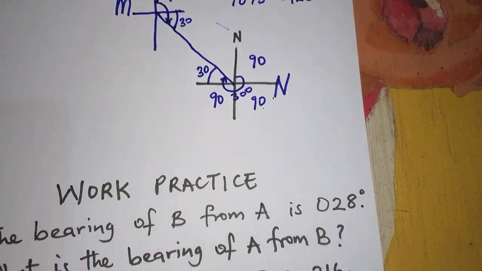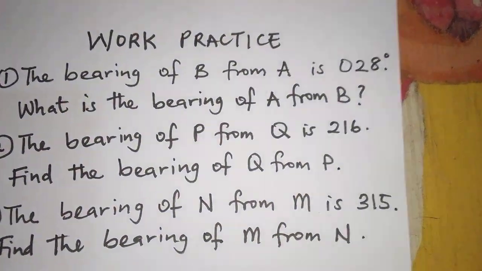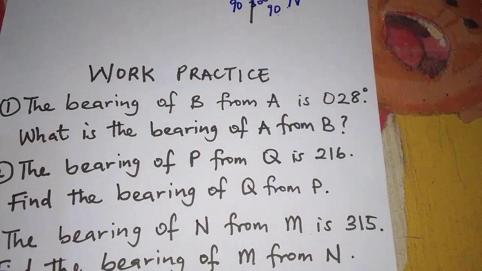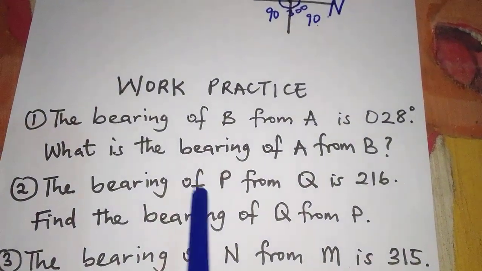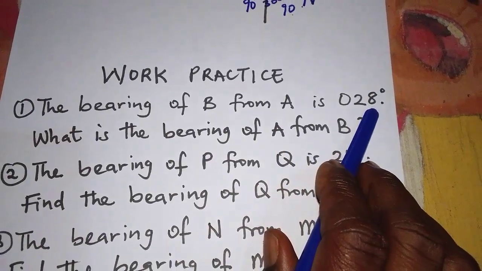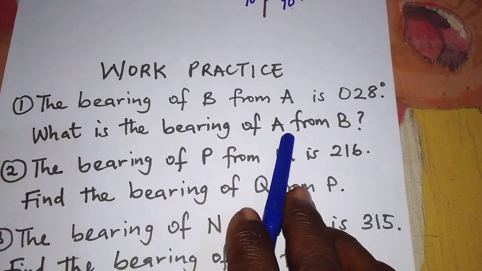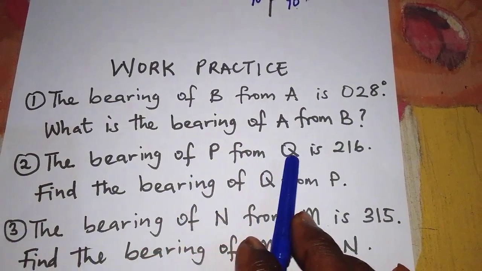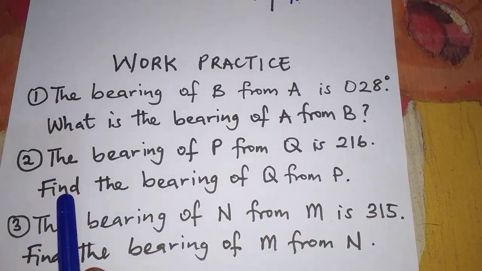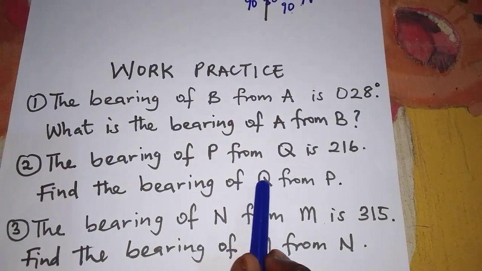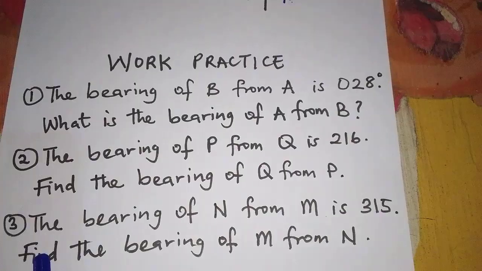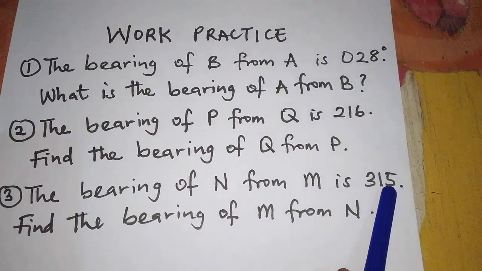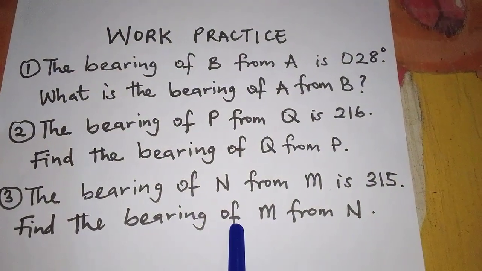120 degrees. For the work practice, you are going to do this. Number 1, the bearing of B from A is 28 degrees. What is the bearing of A from B? Number 2, the bearing of P from Q is 216 degrees. Find the bearing of Q from P. Number 3, the bearing of N from M is 315 degrees. Find the bearing of M from N.